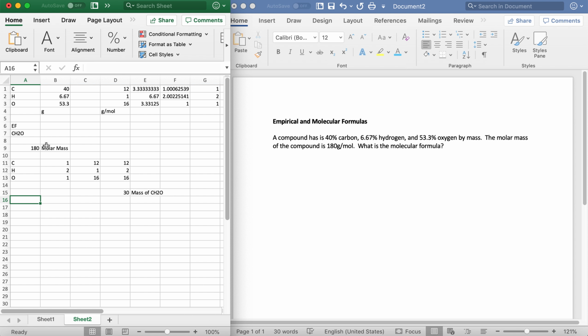Now, I have a molar mass of my compound of 180. I need to figure out how many of these CH2Os I have in my overall molecule. How do I do that? I'm simply going to take this 180 and I'm going to divide it by this 30. And I get a value of 6. And what is this 6? So if I take this 6 and I multiply it by CH2O, I end up with C6H12O6. This is my molecular formula. These are my number of formula units. In other words, this is how many CH2Os I have in my overall molecule. And that's calculating molecular formulas.